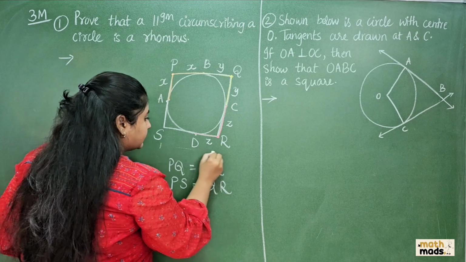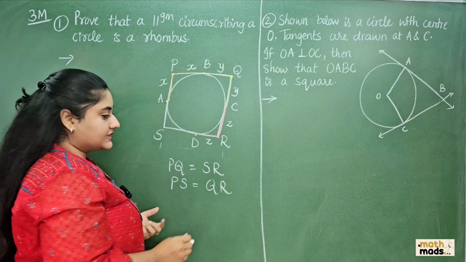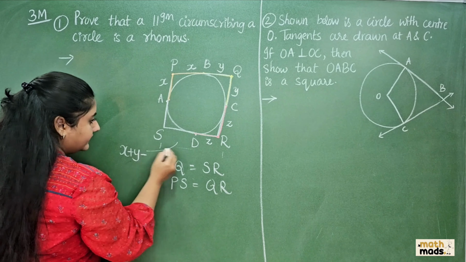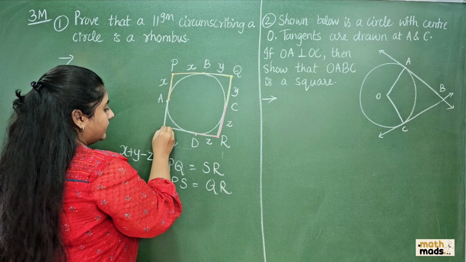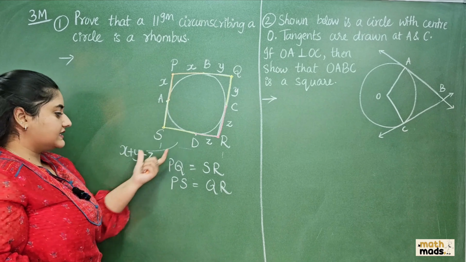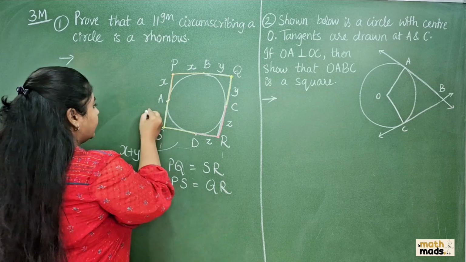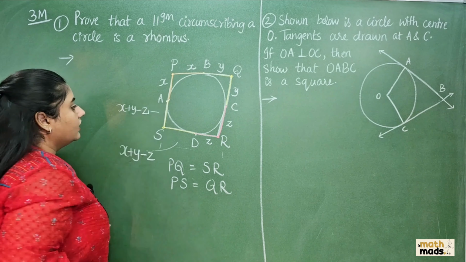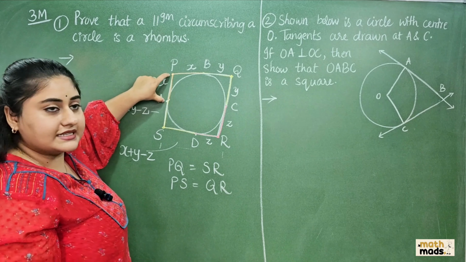So the total length is X plus Y and part of it is Z. Then what will be the left out value SD? It will be X plus Y minus Z. Now since S is an external point and from there I have two tangents SD and SA, and already SD is X plus Y minus Z, then SA will be the same, X plus Y minus Z. Okay, so I know now this is X plus Y minus Z and this is X.